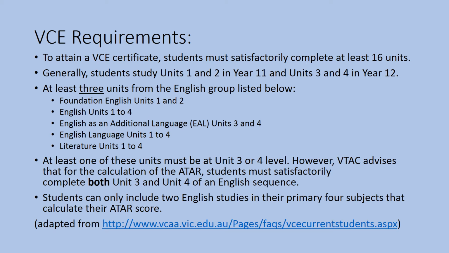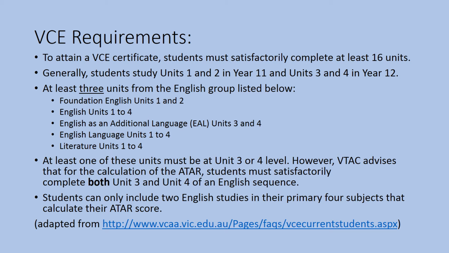So in this slide we're looking at the requirements needed for the Victorian Certificate of Education, the VCE. For students to attain a VCE certificate, they must have a minimum of 16 units. Now, a unit is semester based, so in that case the minimum that students would study would be 4 subjects over the 2-year period. Generally, students study Units 1 and 2 in Year 11 and Units 3 and 4 in Year 12. Some students may start a Unit 1 and 2 subject in Year 10 and then complete that in Year 11 if they choose to do that.